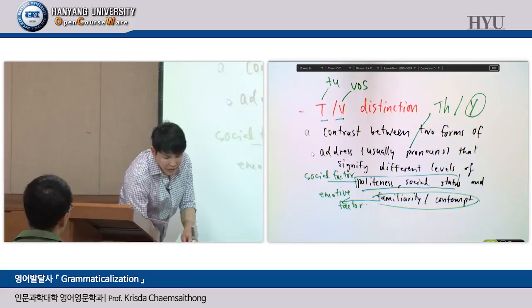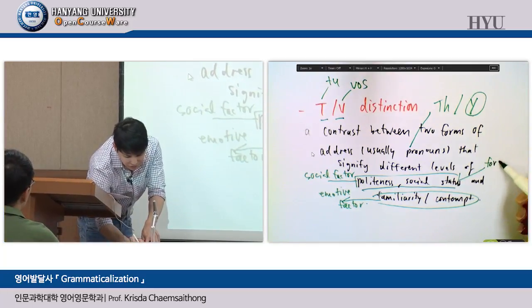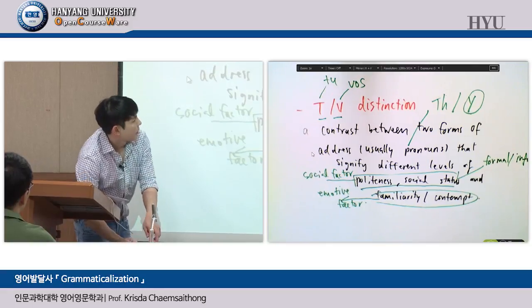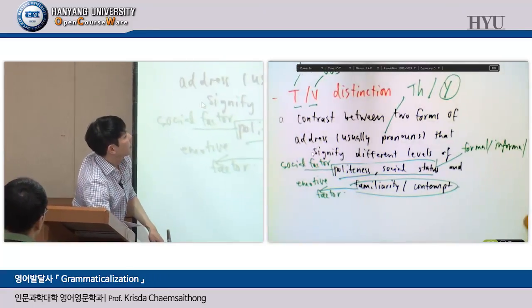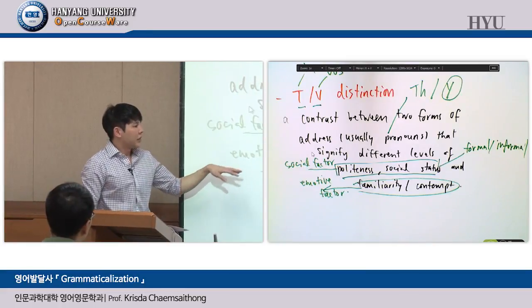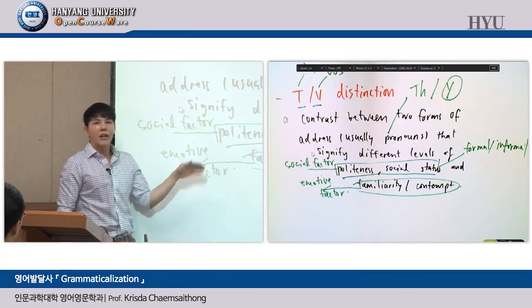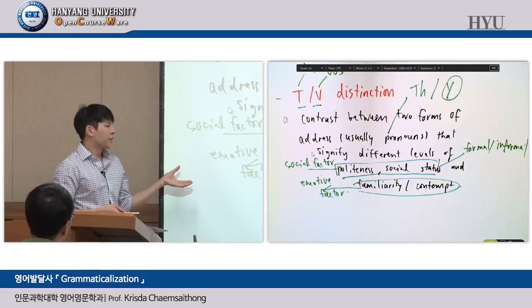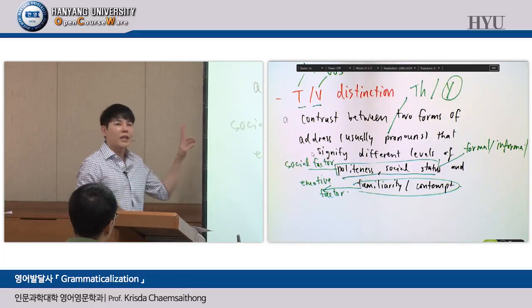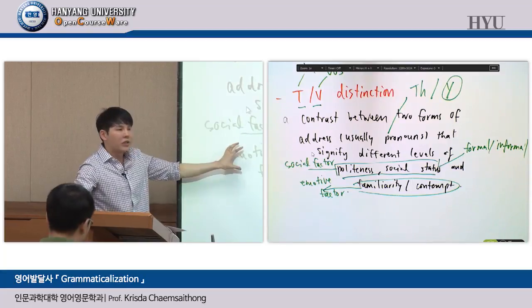And also context, formal versus informal. And the last two, familiarity and contempt, these are more emotive factors or context-specific factors. So there are two main factors, the social factor and the emotive factors.